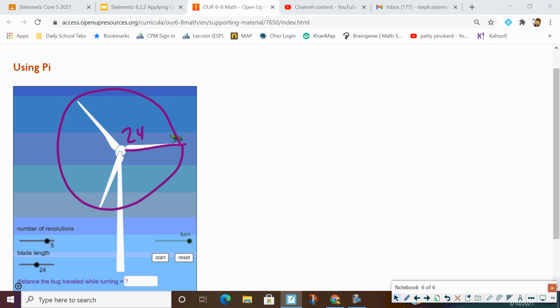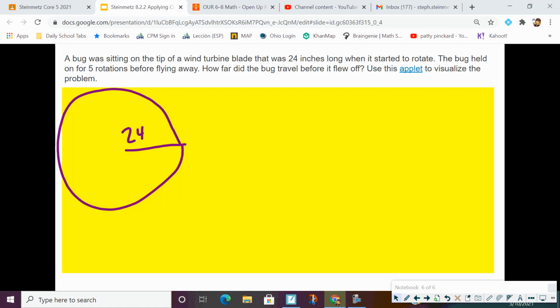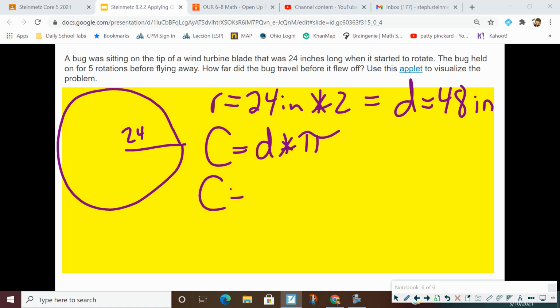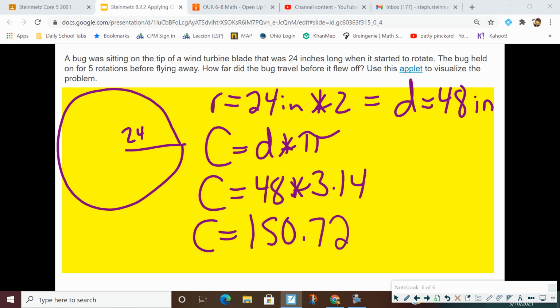So when we go back to do our problem, our radius is going to be 24. I double that to find my diameter, which is 48 inches. I use my formula, circumference equals diameter times pi. I get circumference equals 48 times 3.14, which is 150.72 inches. That's 1 time around my circle.